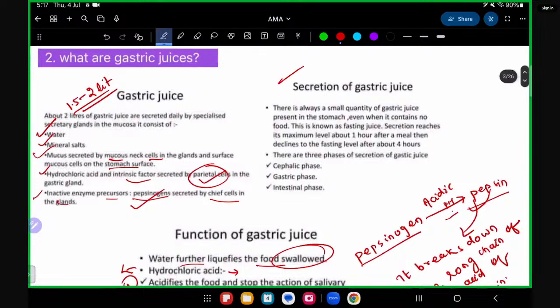How is the gastric acid or gastric juice secreted? There is always a small quantity of gastric juice present in our stomach, even when it contains no food. This is known as fasting juice.